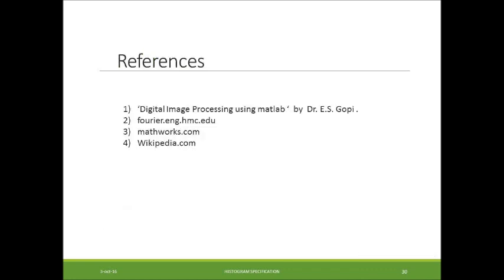The references. You may go through these websites and textbooks for having a much clearer idea about histogram specification.